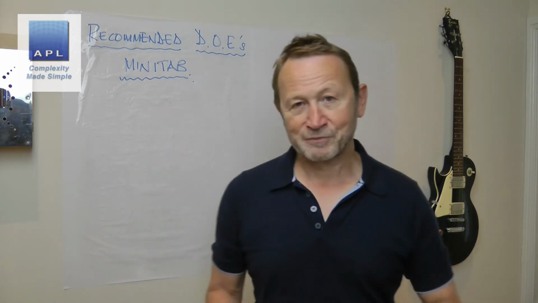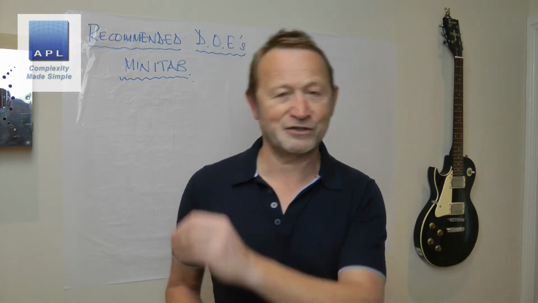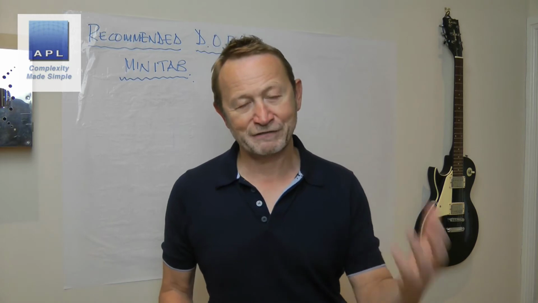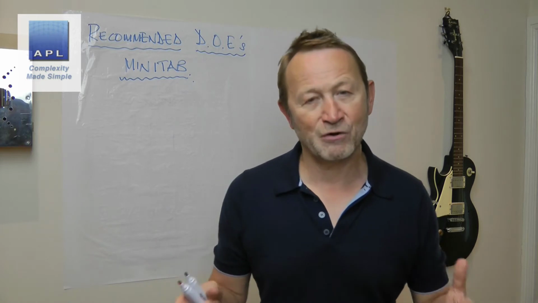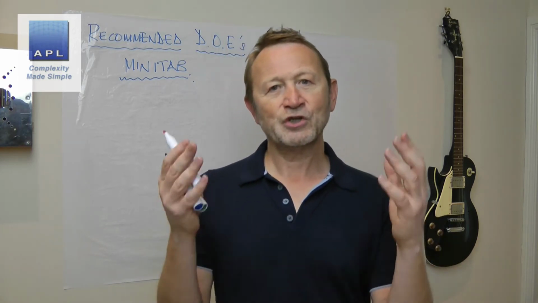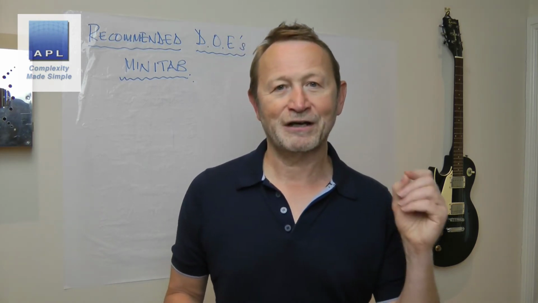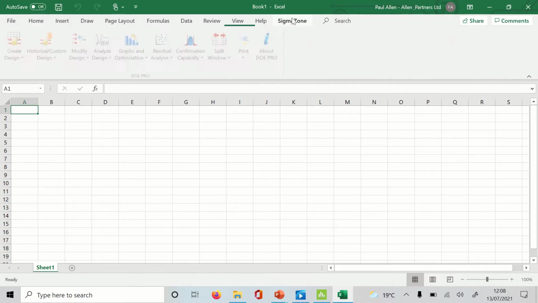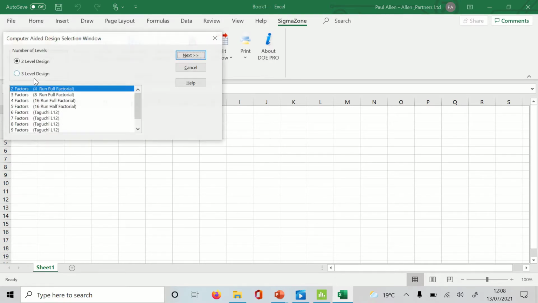Now personally, I don't use Minitab. I believe there's better software than Minitab. It's cheaper, it's simpler, it's easier to use, it doesn't get in your way, and it's fantastic. And it's called DOE Pro. If you look at my DOE Pro menu, it does give me choice, but it also gives me advice. So if I drop the menu down, create design, and one of the choices says computer aided, if I click computer aided, it gives me a list of recommended experiments.